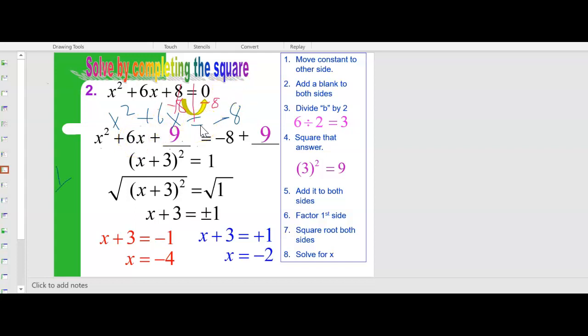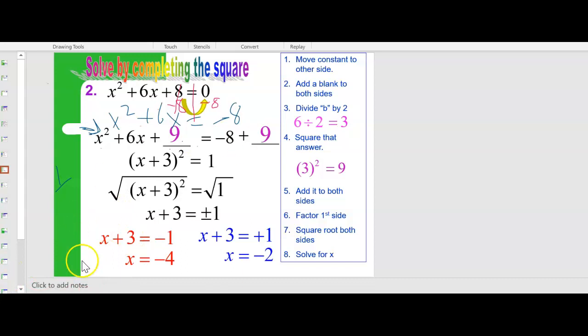So 1/2 of 6 is 3. 3 squared is 9. So here you add a 9 as the single number on the left. And whatever you do on one side, you do the same on the other side, still plus 9 here. Okay? So we're almost there. This is the next step, right?